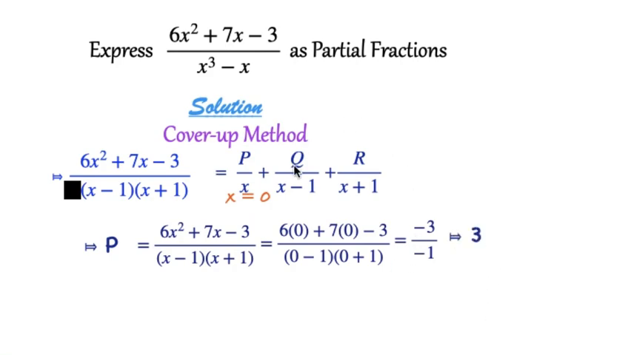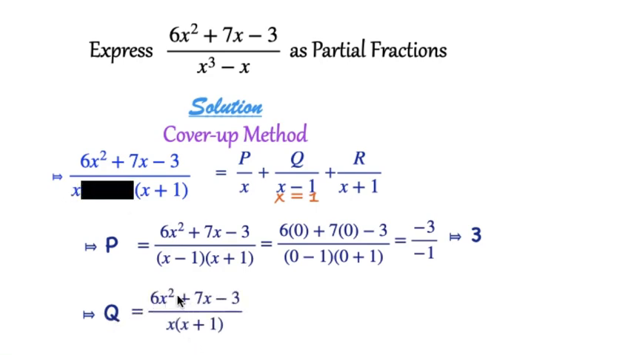To find the value of q, our x is equal to 1, so that we can zero this factor here. Then we cover up x minus 1 in the fraction. So q is equal to (6x squared plus 7x minus 3) over x(x plus 1), x is equal to 1.